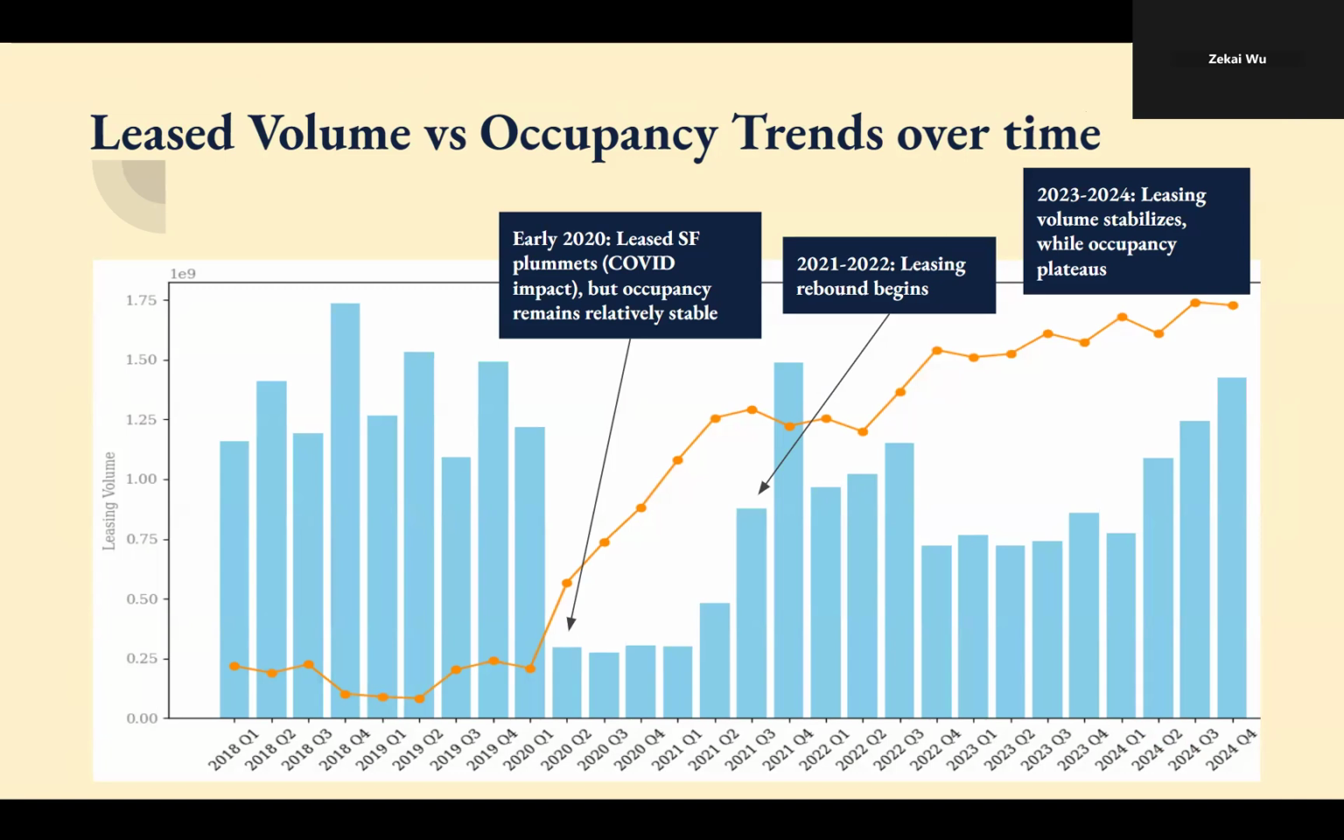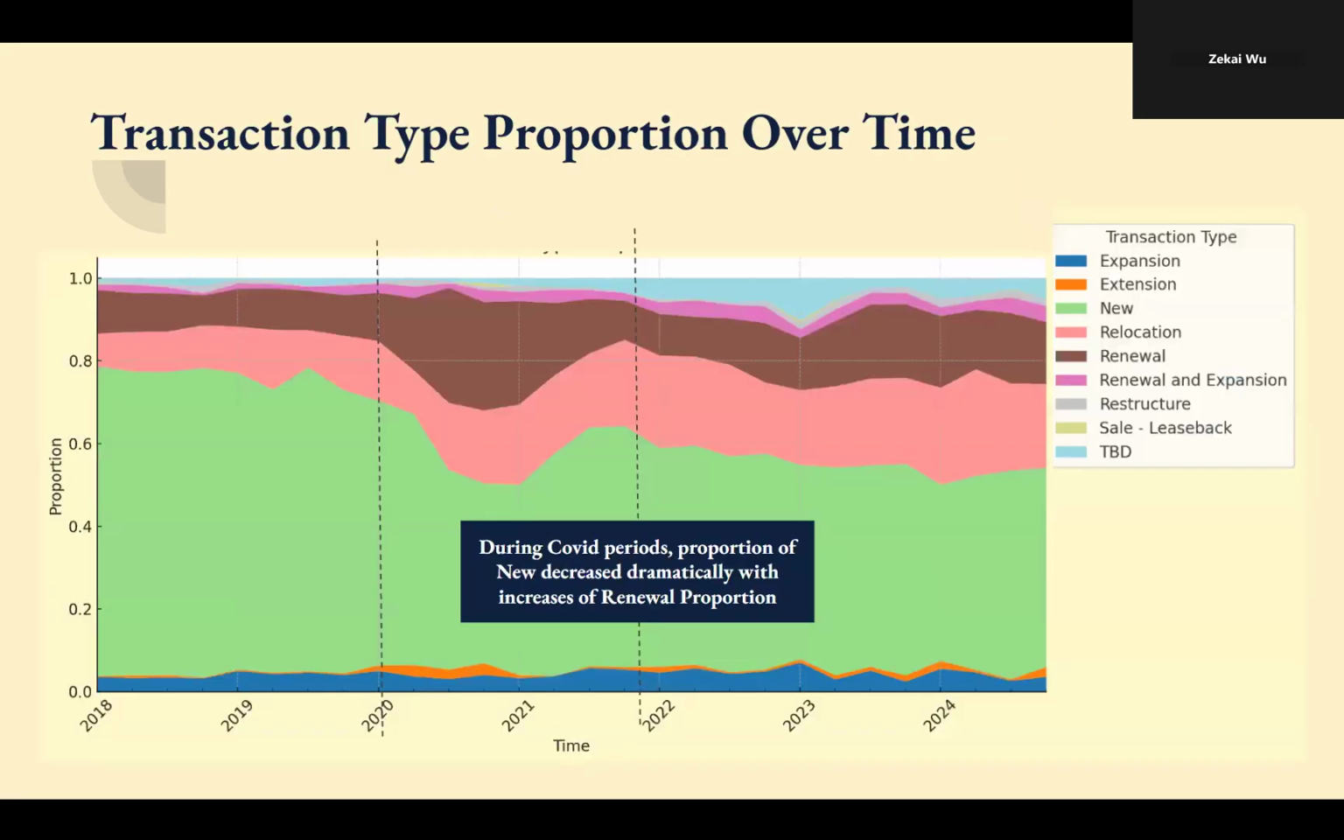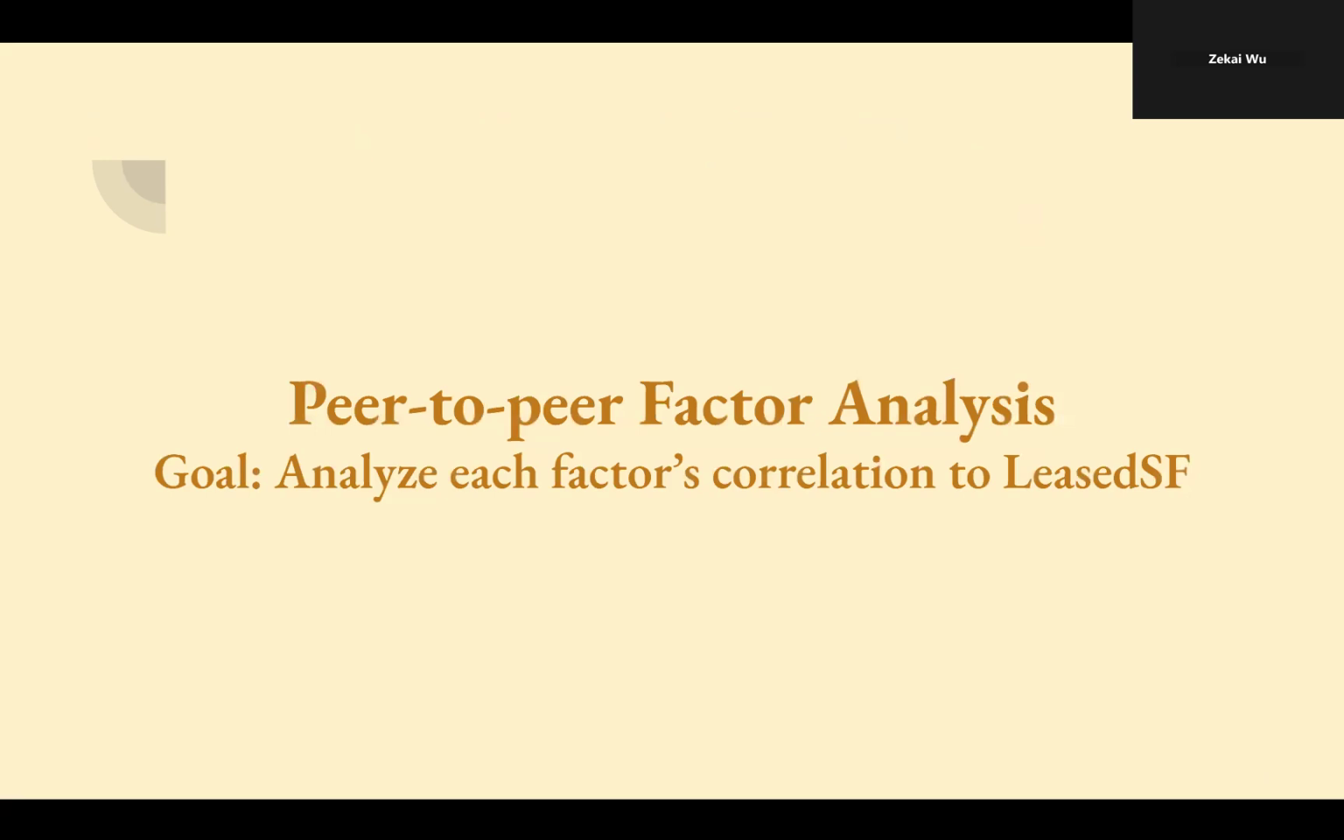This plot shows listing volume versus occupancy trends over time. We can see that in early 2020, list SF plummets, but occupancy remains relatively stable. In 2021 and 2022, the leasing rebound begins, and after that, everything stabilizes. This plot shows how transaction type proportion changes over time. We can see new is still the largest type, but after the COVID period, the proportion of new decreased dramatically with an increase in renewal proportion.